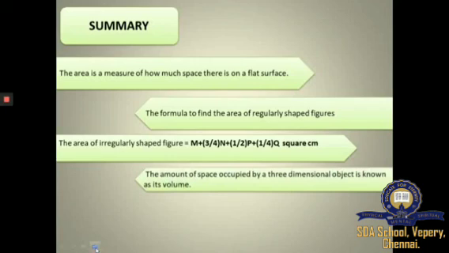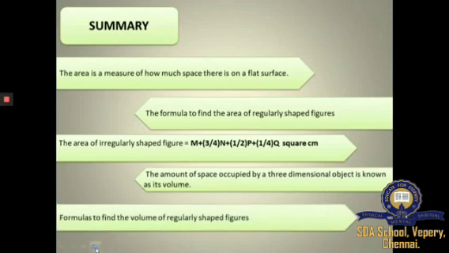Next we learned volume. The amount of space occupied by a three-dimensional object is known as its volume. Then we also learned how to find the volume of regularly shaped figures, and we also derived formulas for cube, cuboid, sphere, and cylinder.